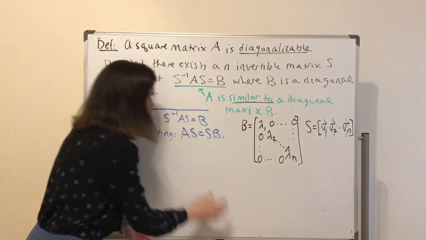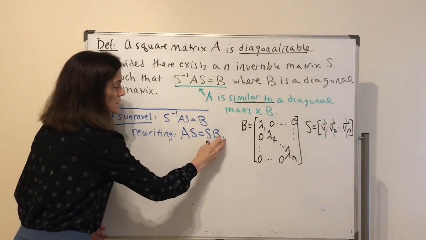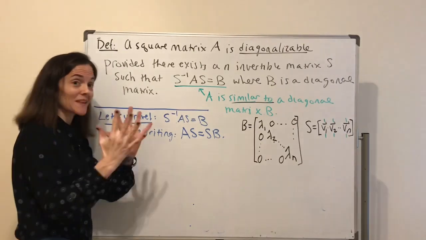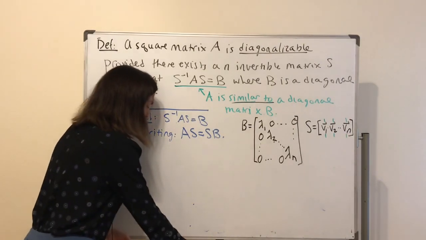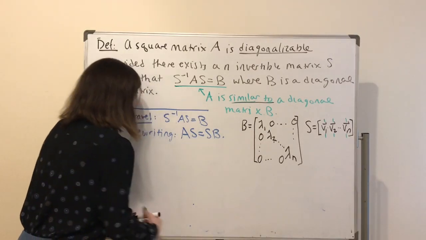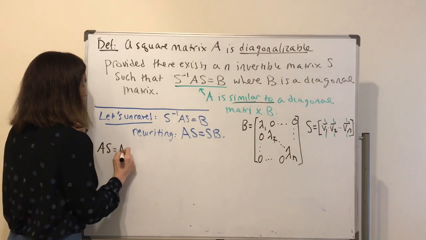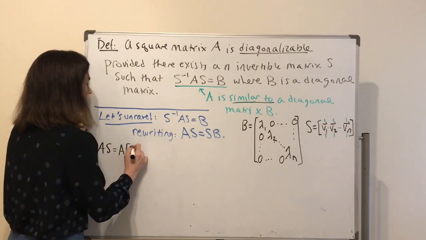Okay, so let's work with this side of the equation, see what this is, and then this one, and then we will see what happens when they happen to be equal. This is my goal. So we will start maybe with AS. What is AS? Well, this is A times here.